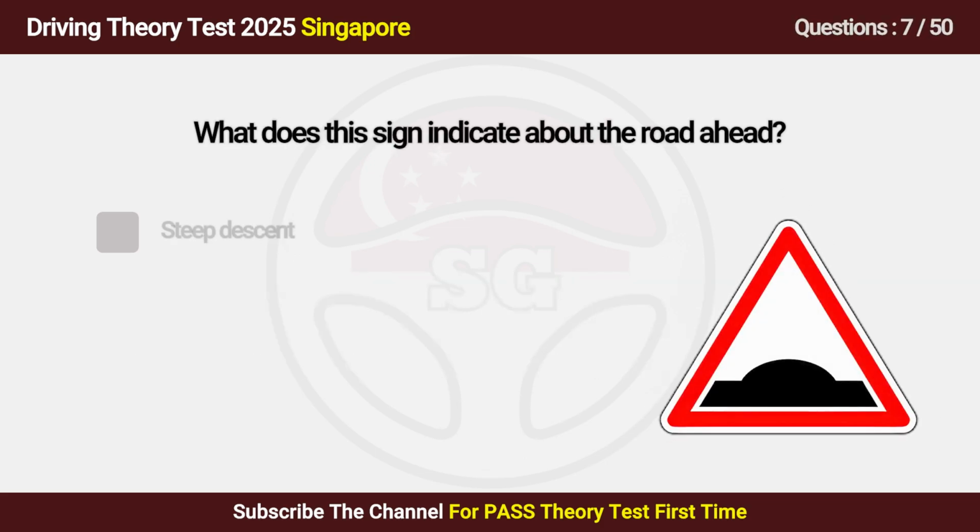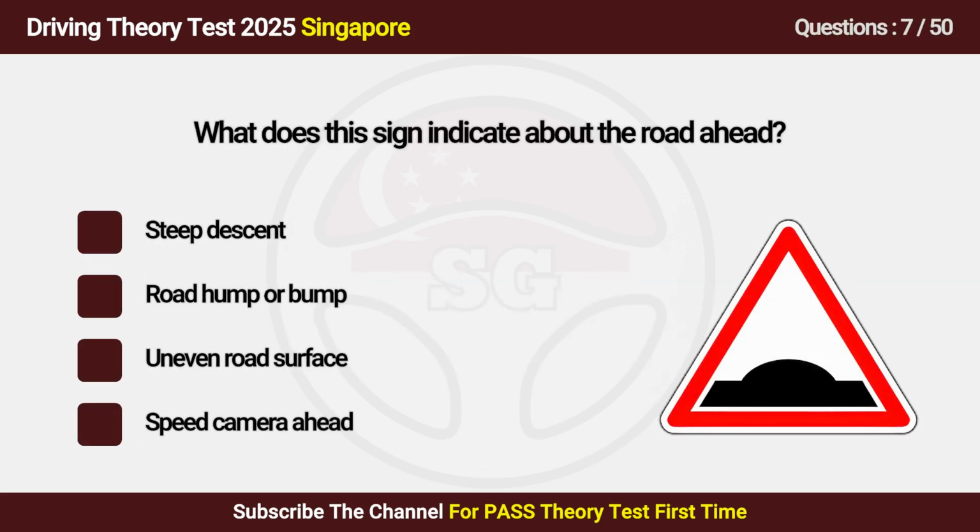Question 7. What does this sign indicate about the road ahead? A. Steep descent. B. Road hump or bump. C. Uneven road surface. D. Speed camera ahead.